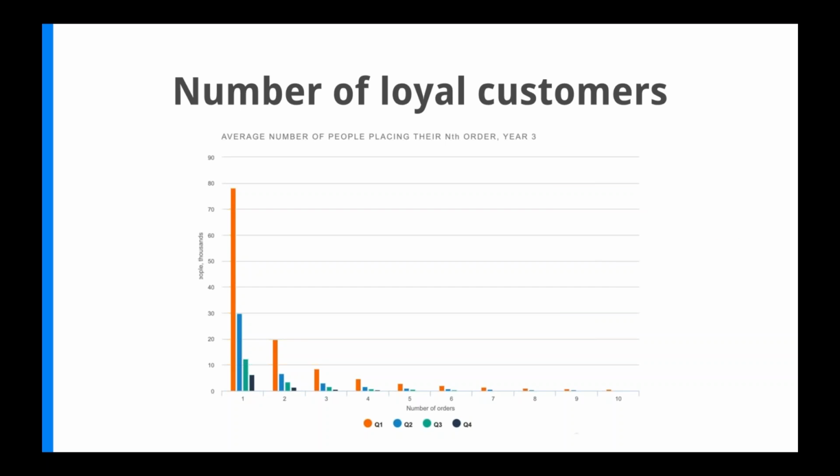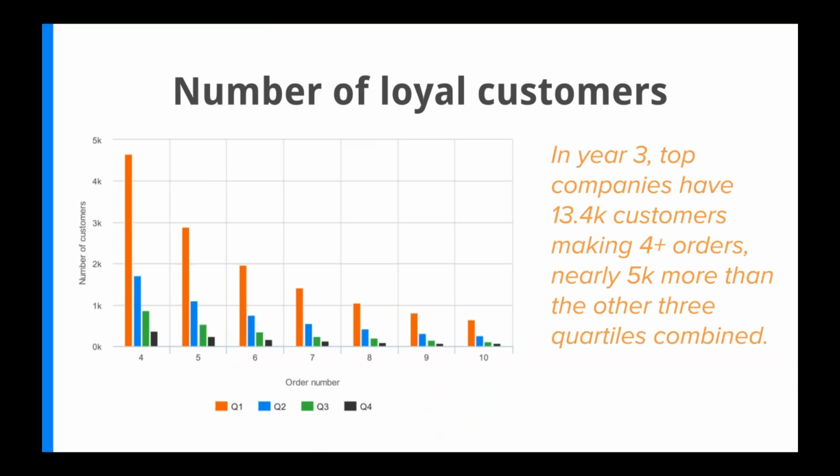So if we fast forward to the next slide and we look at only the order buckets 4 and on, so that's really only the people that are already loyal. The top e-commerce companies have over 13,000 more customers making their 4th or higher purchase. So that's how many loyal customers we have, assuming we're taking 4 or more to be loyal. And that's 5,000 more than the people in the other 3 quartiles combined.